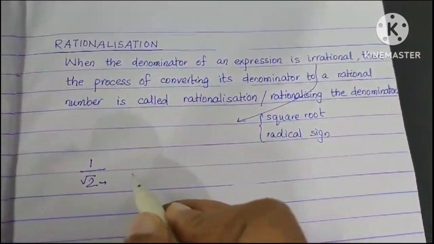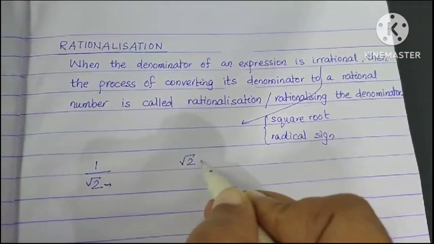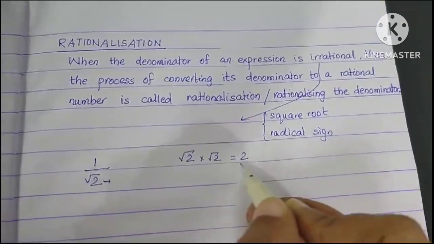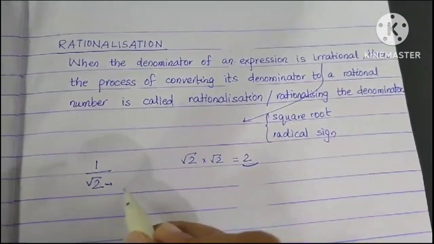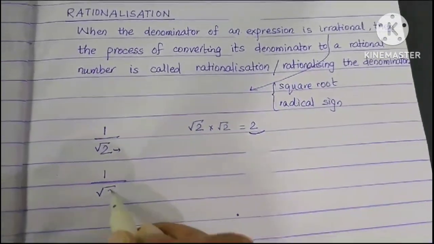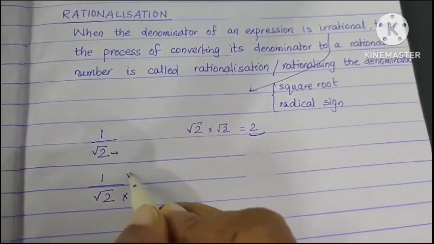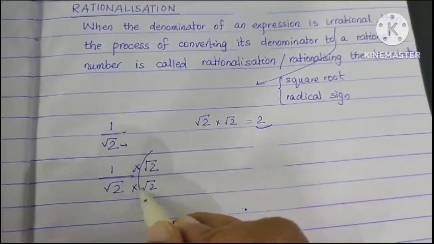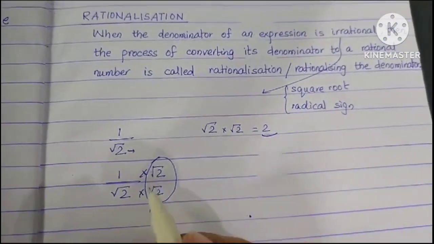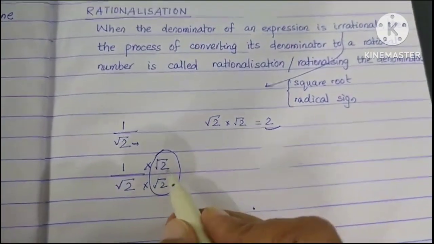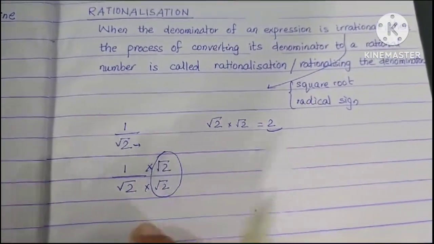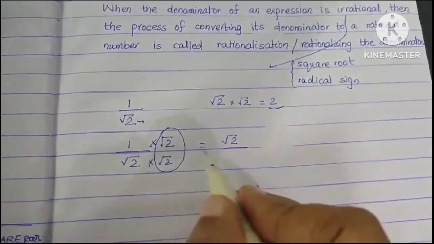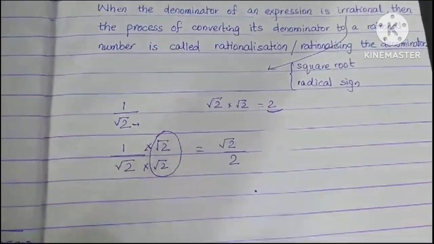So what will we do? We know that root 2 multiplied by root 2 is equal to 2. This is the simplest way to convert this into a rational number. This is a rational number. So we cannot only multiply the denominator by root 2. We will have to equalize the expression. So we will multiply numerator and denominator with root 2, so that the expression will be the same, 1 by root 2. If we multiply the numerator and denominator by root 2, the expression will be the same. We are just rationalizing the denominator by doing this. So the numerator will be root 2 and the denominator will be 2.